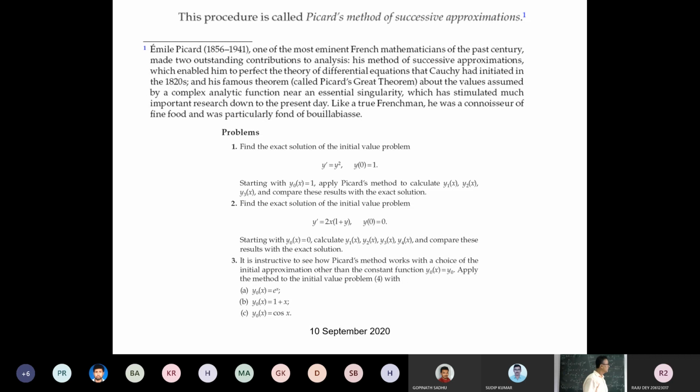Sir, I think you have to give some range of x. Otherwise, this sequence will not converge to e to the power x squared minus 1. Can you tell me what that will be? x must belong to the open interval minus 1 comma 1.